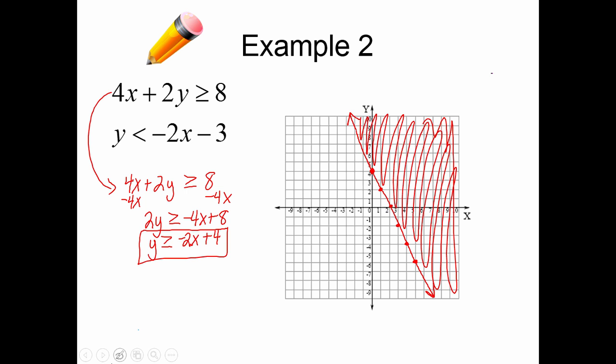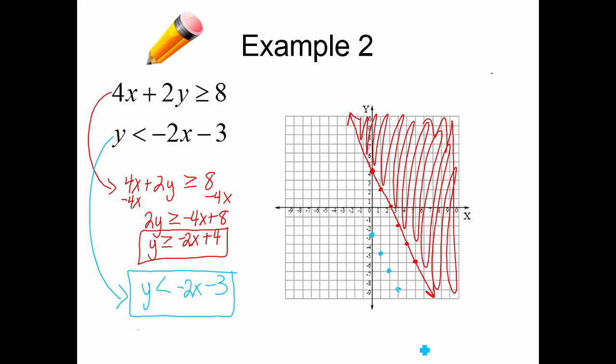So I'm going to switch colors again here. This is y is less than negative 2x minus 3. Already solved for y. Best day ever. So we can go ahead and graph negative 3, down 2 over 1, down 2 over 1, down 2 over 1. Oh, looking like we have some parallel lines here. Interesting. Okay, we're going to go ahead and draw in that dash line. Lovely.